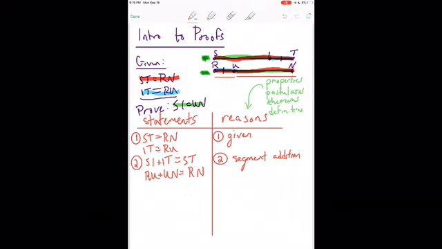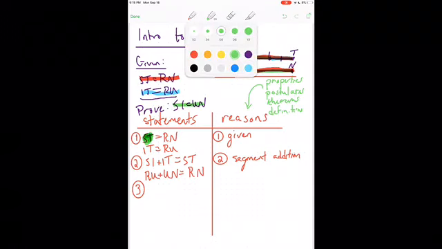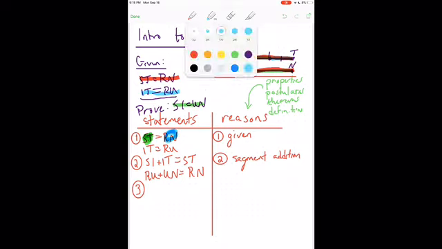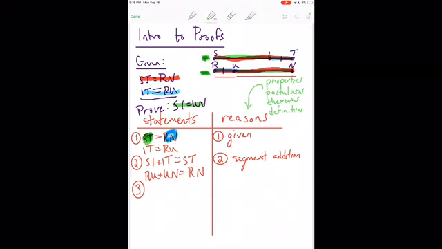Now that we have that, this is where things can get a little bit tricky as we move on to step 3. Looking here, I have ST is equal to RN up here, and I'm going to highlight those in colors. Why am I going to do that? Well, look at this statement down here, statement 2: SI plus IT equals ST. Here appears ST, and I know ST is equal to this SI plus IT.